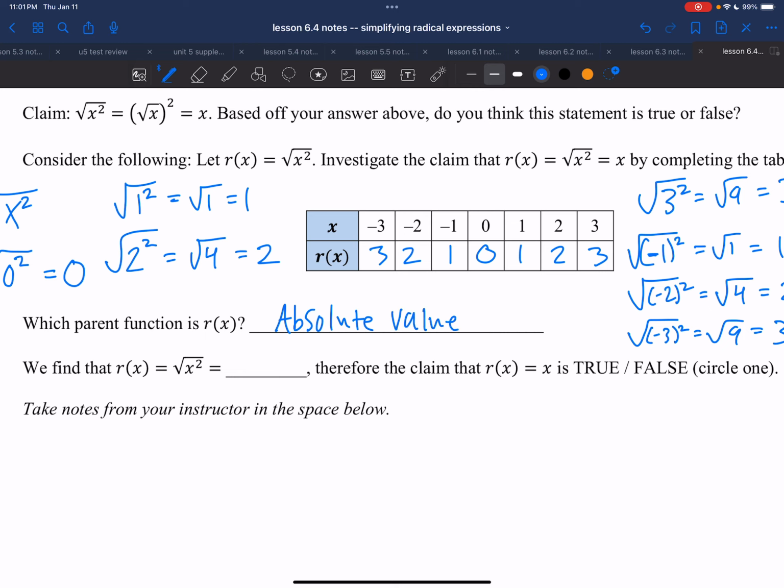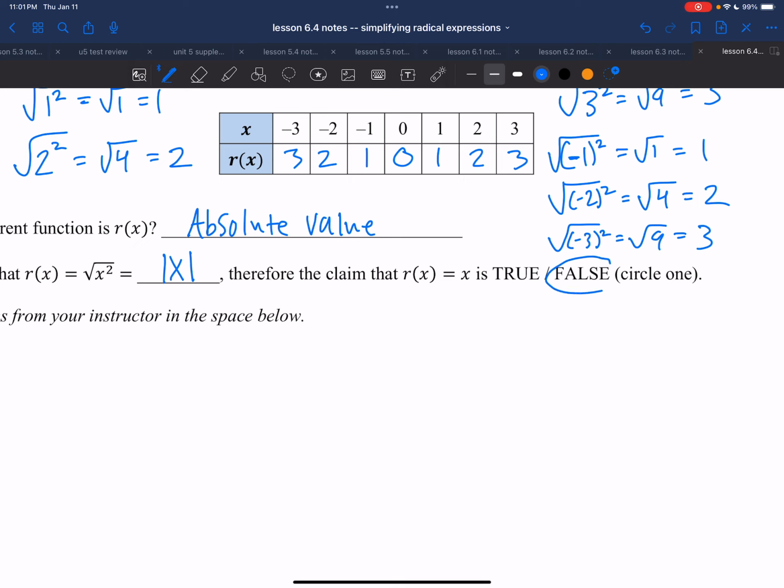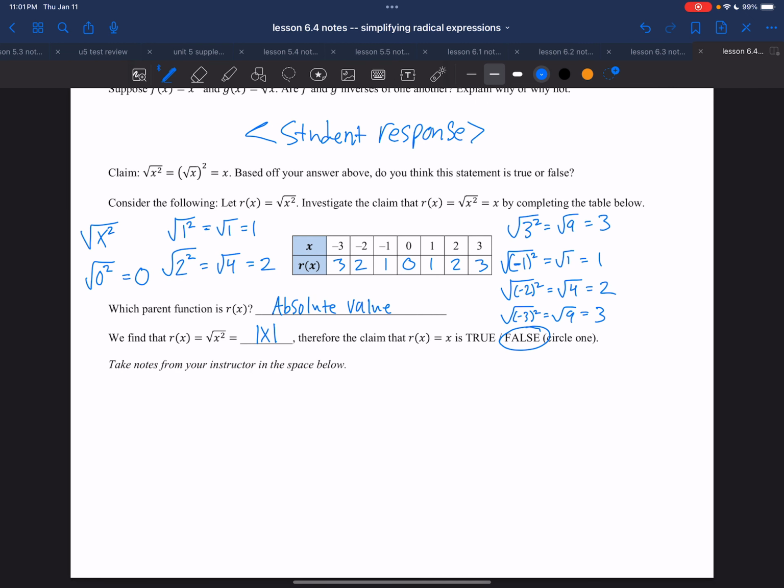Now, that's interesting because we've always said that the square root of x squared gets you x, right? It just undoes each other. Except it's not x. It's absolute value x. And so, therefore, the claim that r of x equals x is false. That is not true. Wow, this is actually quite powerful. You've been saying this whole time that square root of x squared was just a single x, the linear function, but it's not. It's the absolute value function.